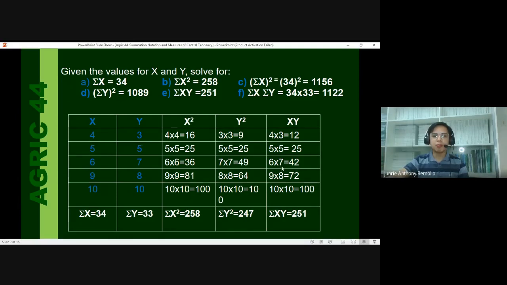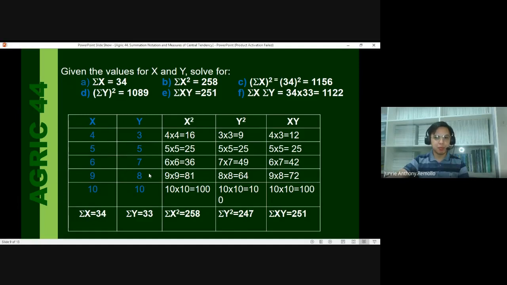And say, for example, in obtaining the square of the summation of x, first we will just get the squared value of the summation of x. So 34, the square of 34 is 1,156. I hope as you study statistics in all the topics, you need to be accompanied by your scientific calculator. That is common sense.